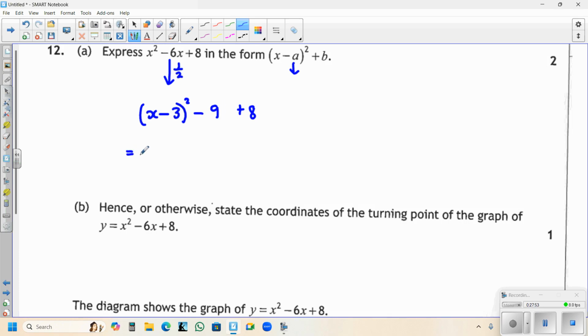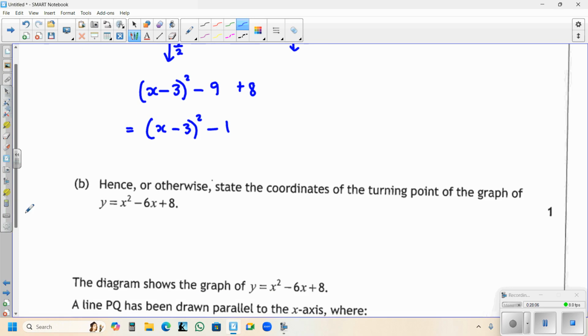We want to tidy up a bit. So we've got x minus 3 all squared. Negative 9 add on 8 is minus 1. And that's it completed. It says, hence or otherwise state the coordinates of the turning point of the graph. Y is equal to that thing. So we know that y is equal to x minus 3 all squared minus 1.